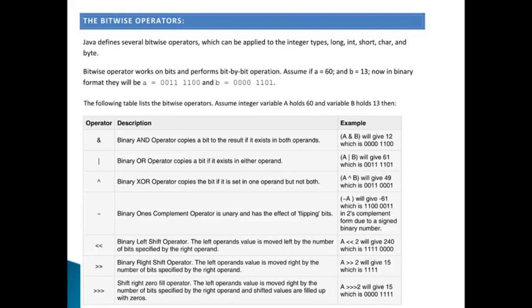So in that case, we will do the same things as we applied in AND and OR operators. We will check the individual XORing between the various bits, and we will then convert that number into decimal, which will come out to be 49. Okay.